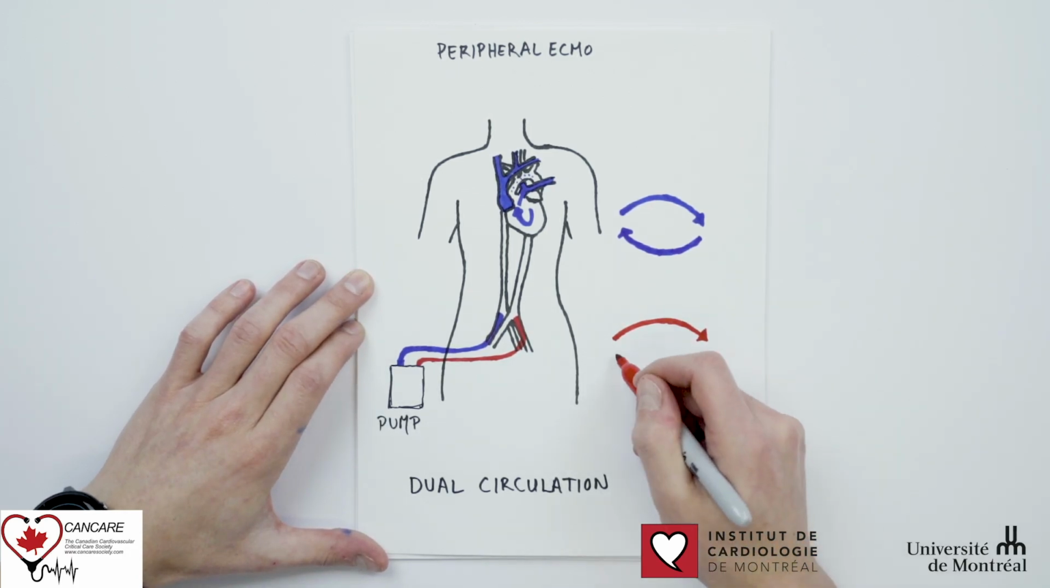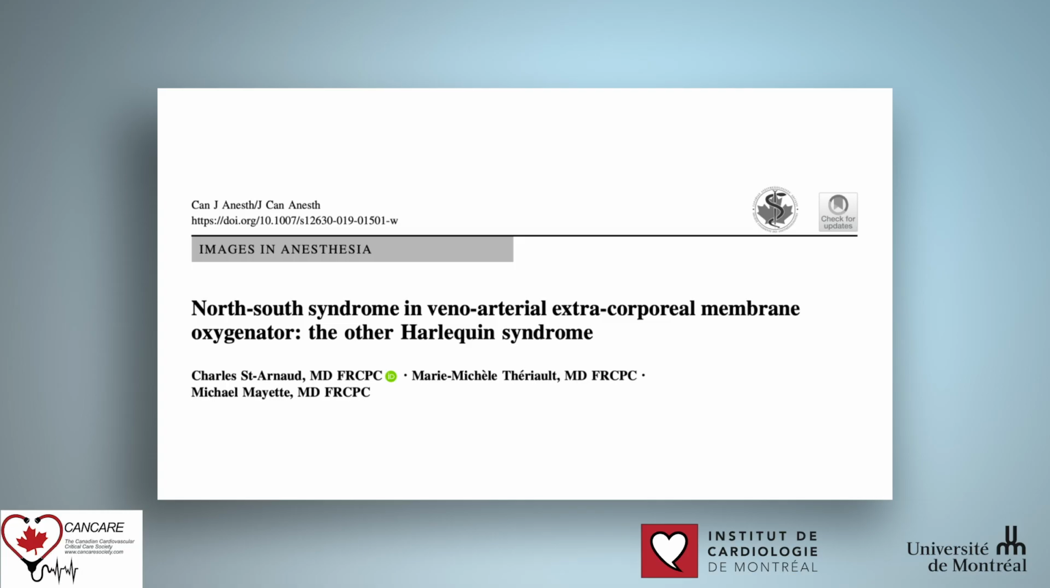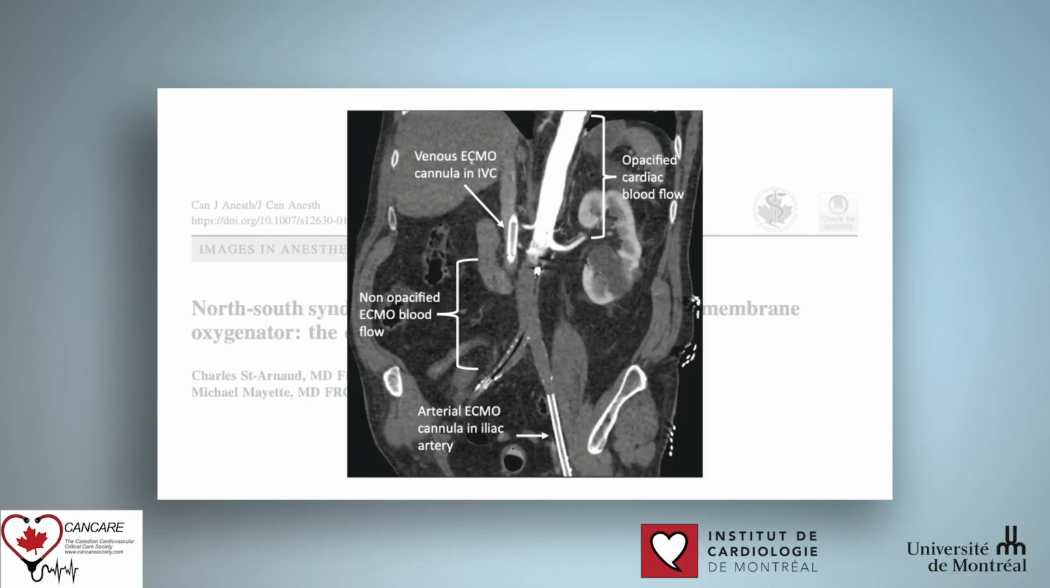The blood from the left ventricle and the ECMO mix together at some point between the proximal aorta and the arterial cannula. This concept is beautifully illustrated in this image published by Saint-Arnaud and associates. As you can see, the recovering heart was injected and thus the blood coming from the LV appears white on this illustration and the blood from the ECMO system appears black. In this specific case, the mixing occurs right below the level of the left renal artery.